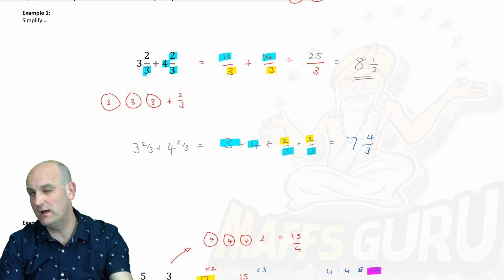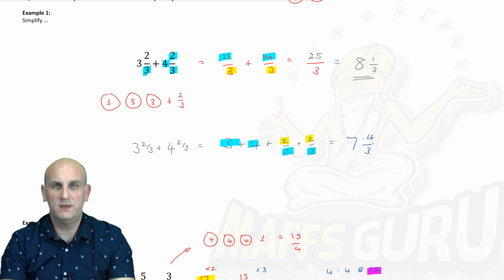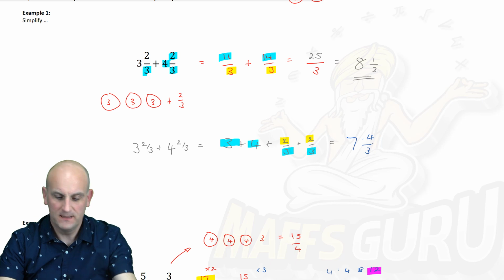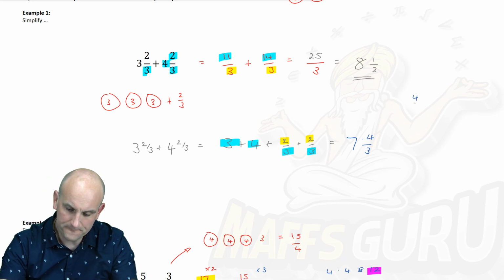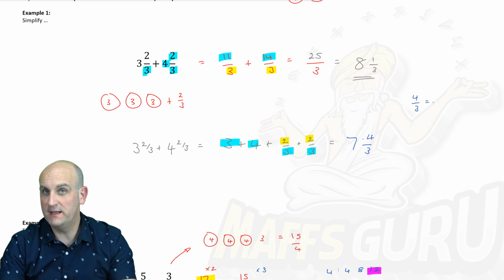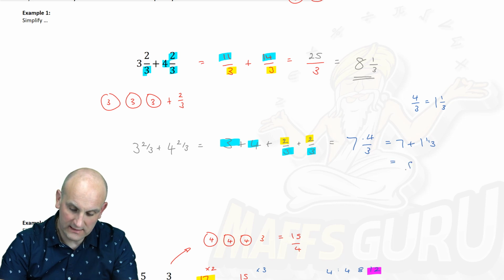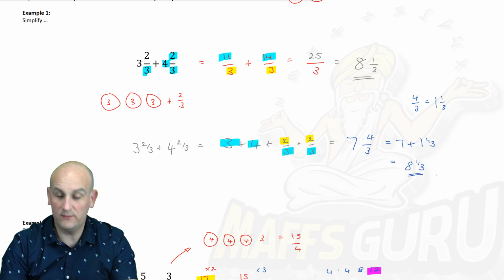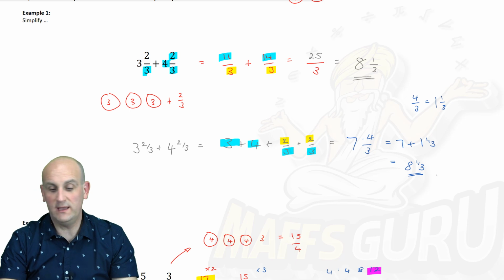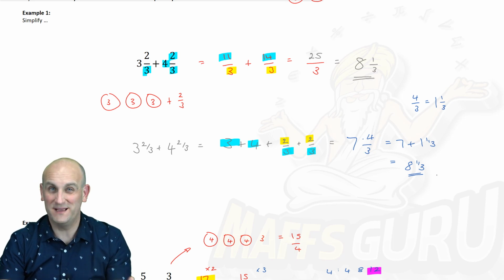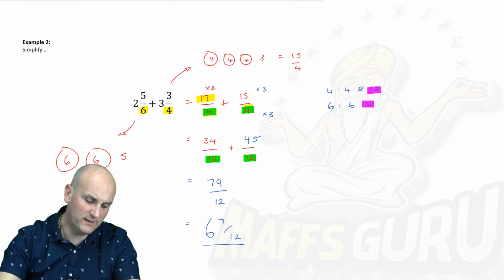And is that my final answer? Well, no, because 4/3. So what is 4/3 as a mixed number? Well, 3/3 make a whole one, and 4 gives me that one there. So that gives me 1 1/3. So that's the same as 7 plus 1 1/3, which gives me 8 1/3. Now again, you may like doing it that way, maybe not. You've still got mixed numbers. What about the next example?